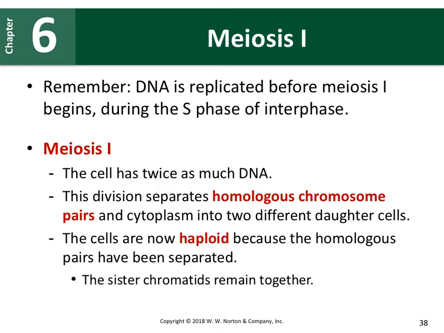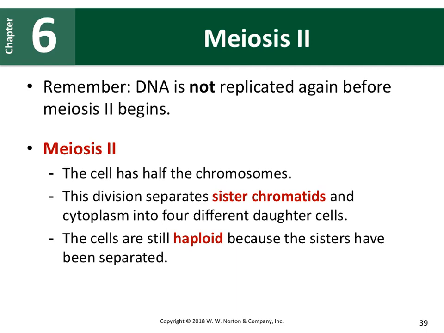So this is all talk. We'll take a look at it in a second. But just so you know, meiosis 2, we've already got twice as much DNA. But in meiosis 2, each cell has half the chromosomes. And this division separates sister chromatids in the cytoplasm into 4 different daughter cells.